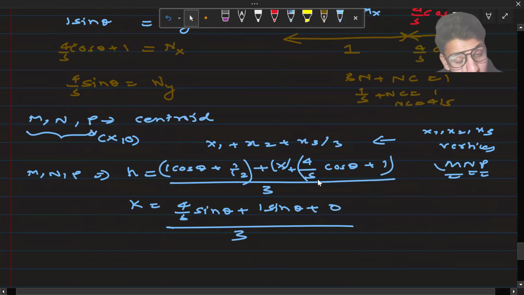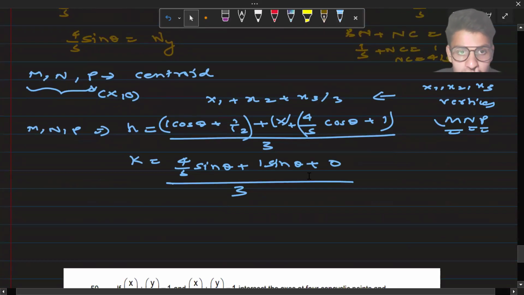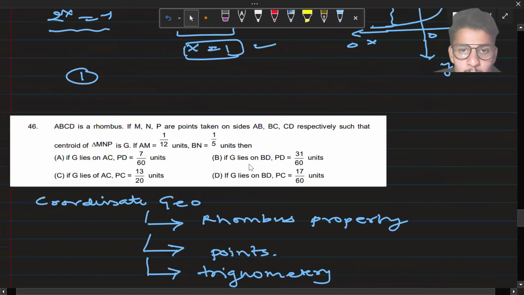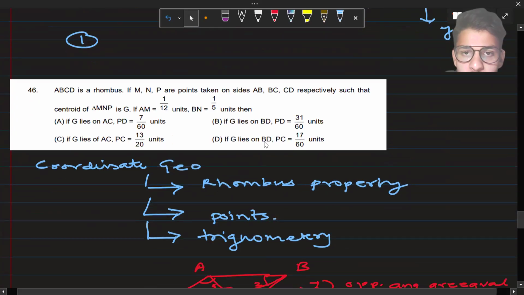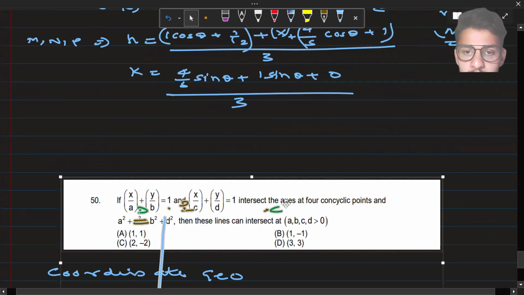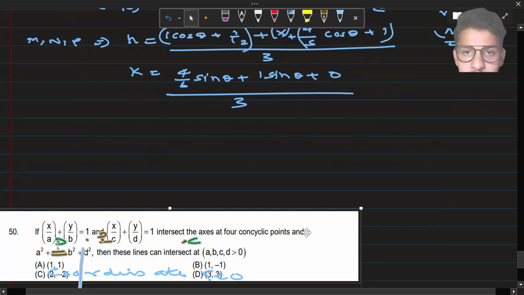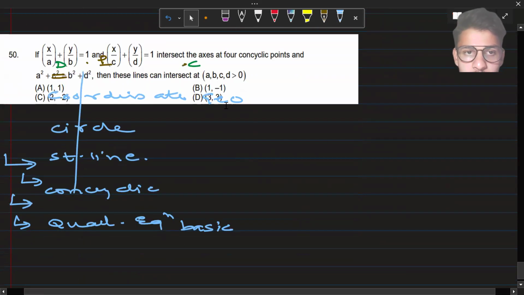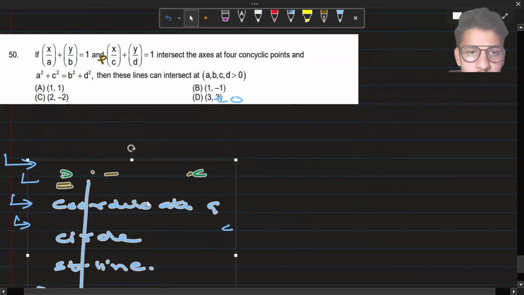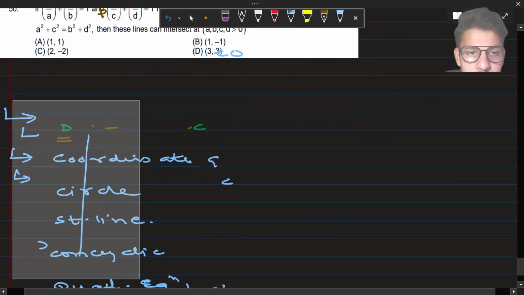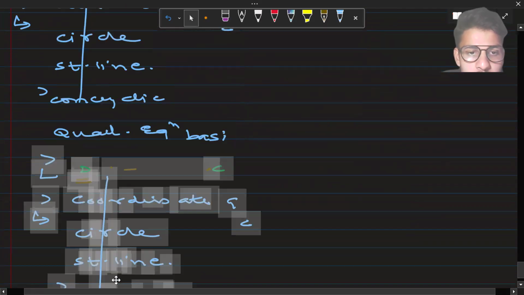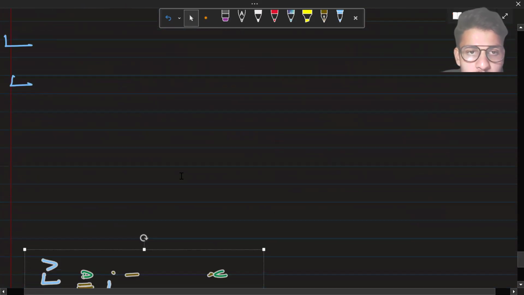And this centroid is lying on what? This centroid is lying on BD. Now we will add the locus into it. Now the locus concept will come into the picture. Do you remember the locus concept?